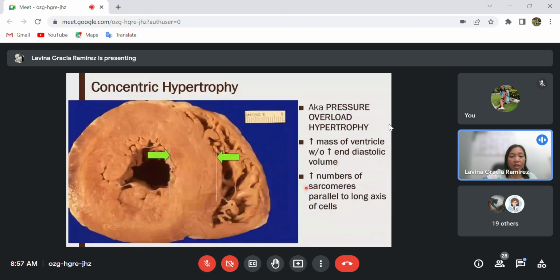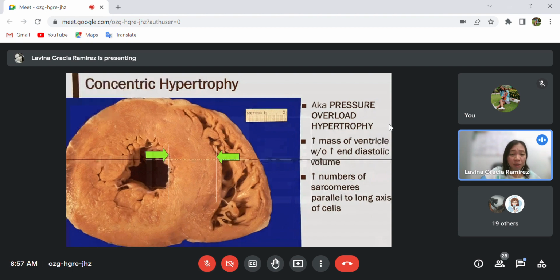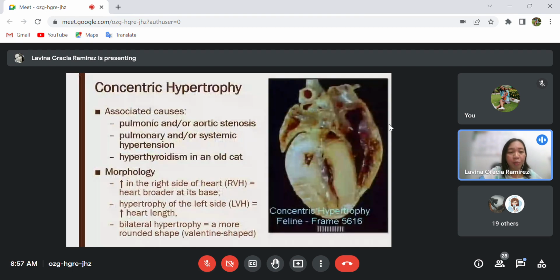Okay. Then, this also includes increased numbers of sarcomeres parallel to long axis of the cells. So masasabi mo to in a cross section, and the histopath examination. Okay, so ganito yung itsura ng concentric hypertrophy. Now, for the causes, if ever, there will be pulmonic and aortic stenosis. Kasi pumapal siya dito eh. So the pulmonic area, papunta doon kasi this is increase, affected.